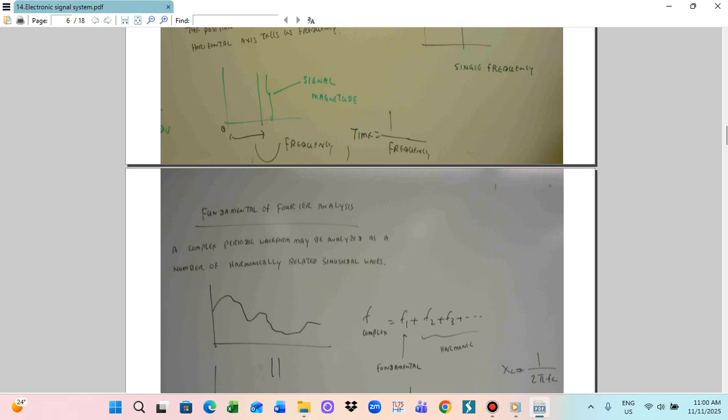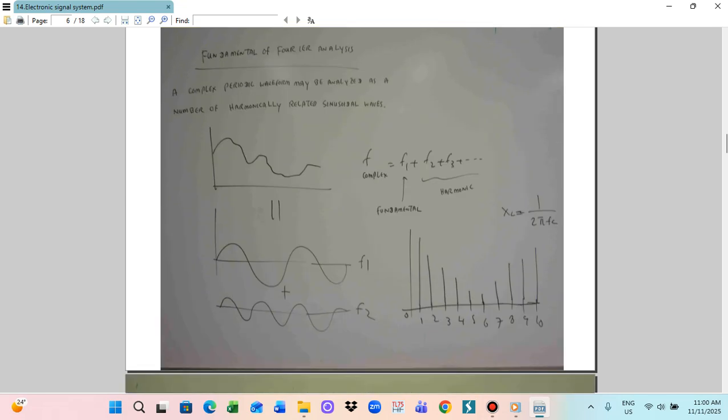Harmonic means that a complex periodic waveform may be analyzed as a number of harmonically related sinusoids. This means a complex waveform, like the one you can see here, has an irregular shape, but it can be analyzed. That waveform may be a combination of the fundamental frequency F1 plus the second harmonic F2 plus the third harmonic F3 like this. So this waveform is equal to the combination of standard waveforms. We call this F complex, maybe F1 plus F2 plus F3. This one is F1, the fundamental, and F2, F3 are harmonics.